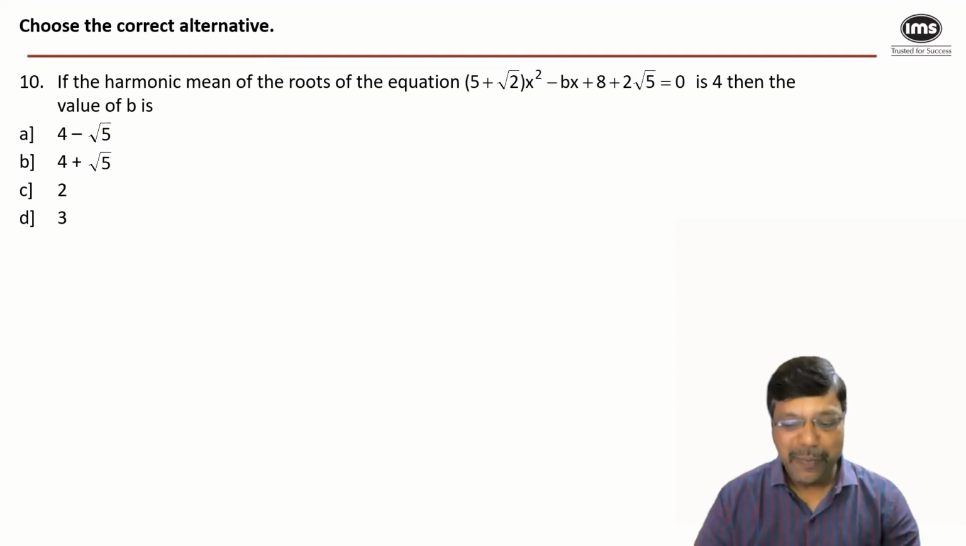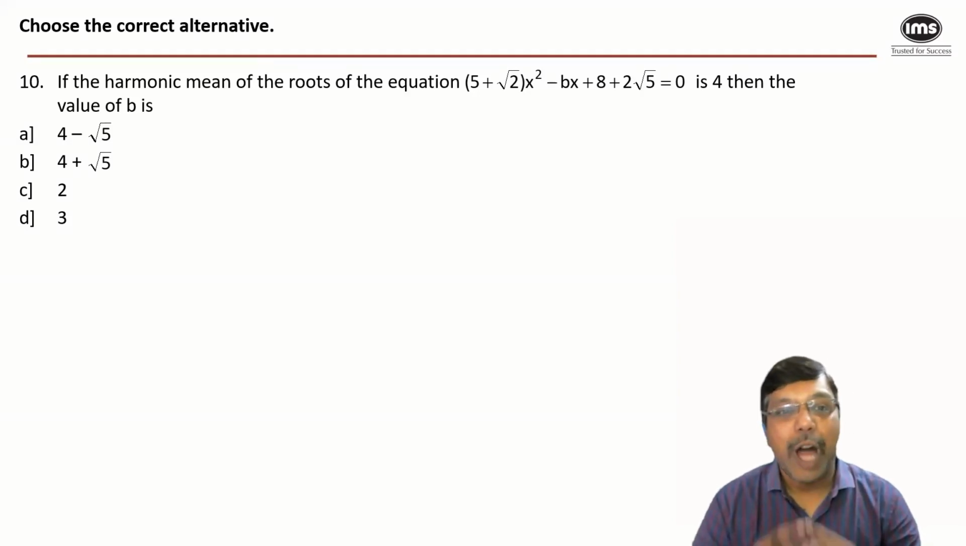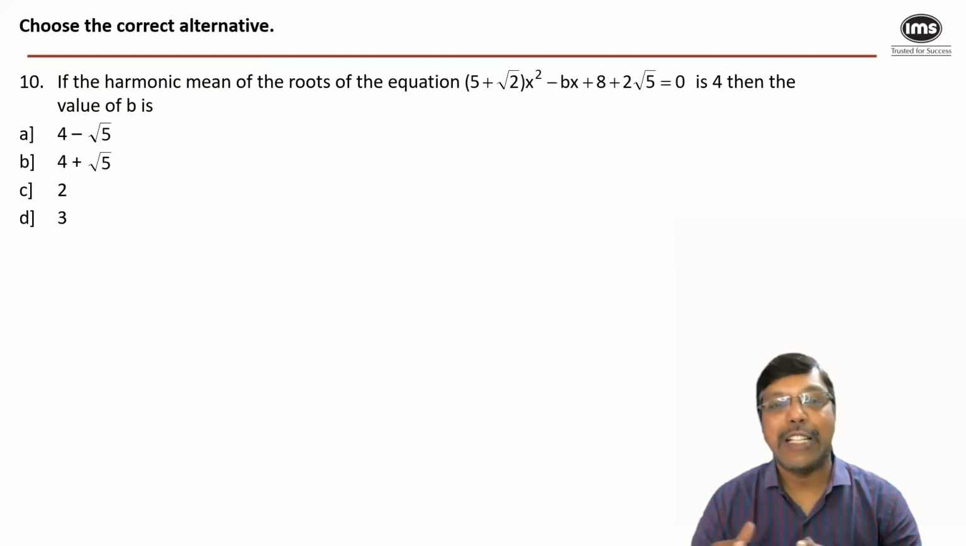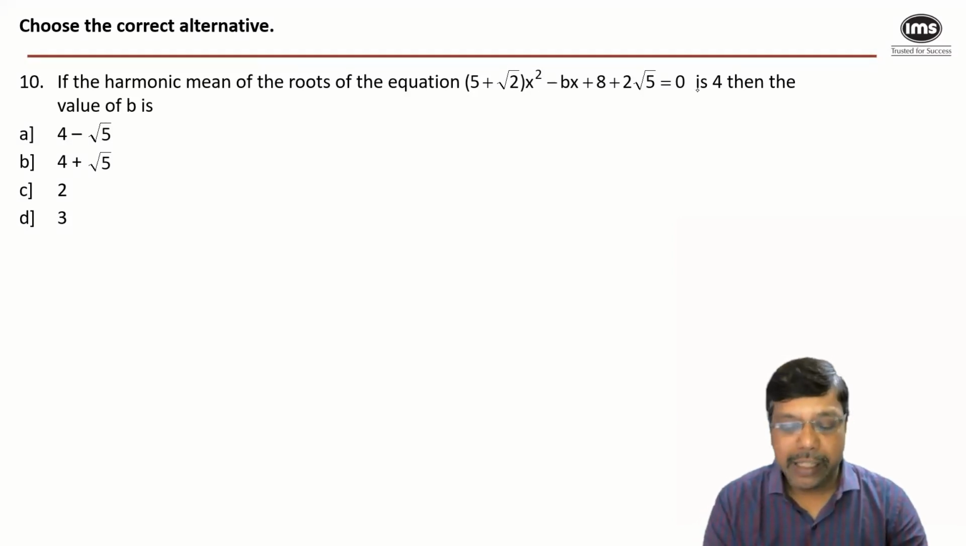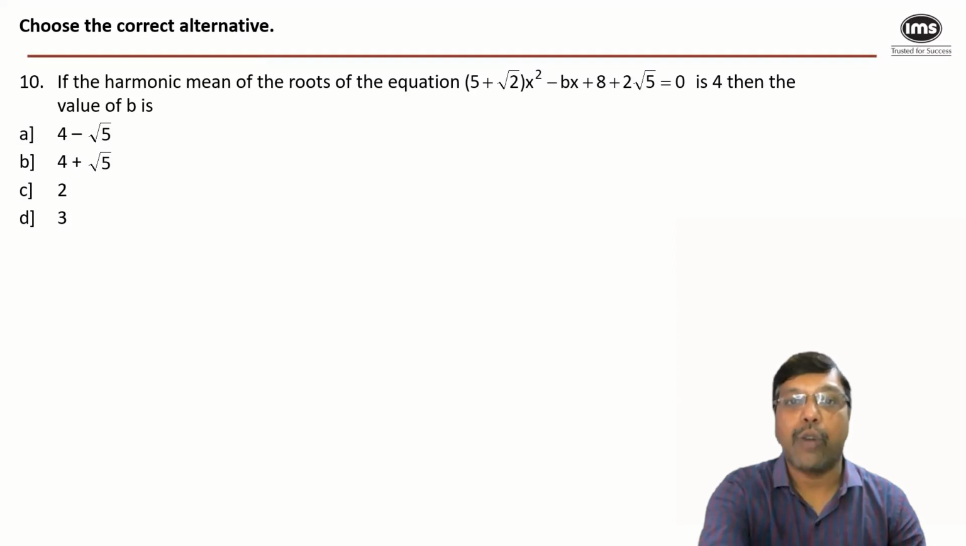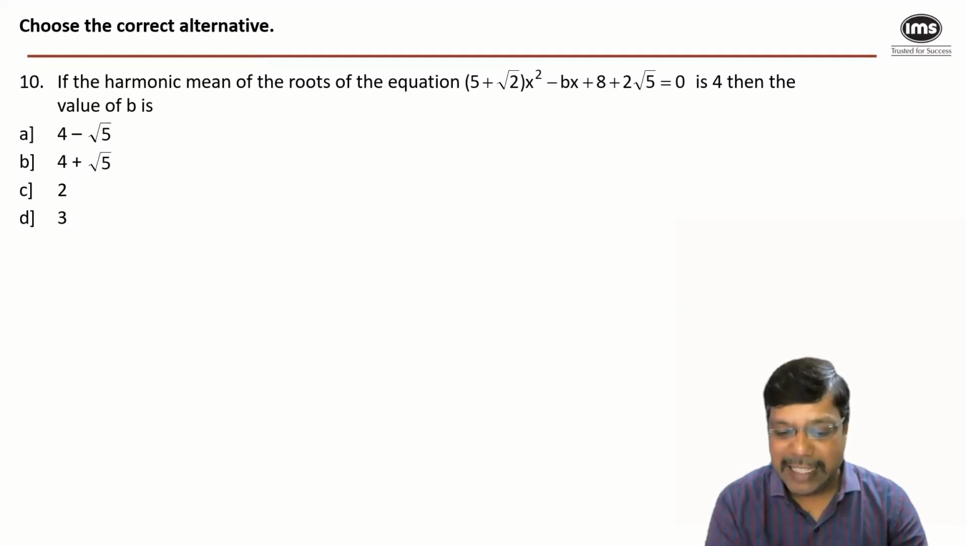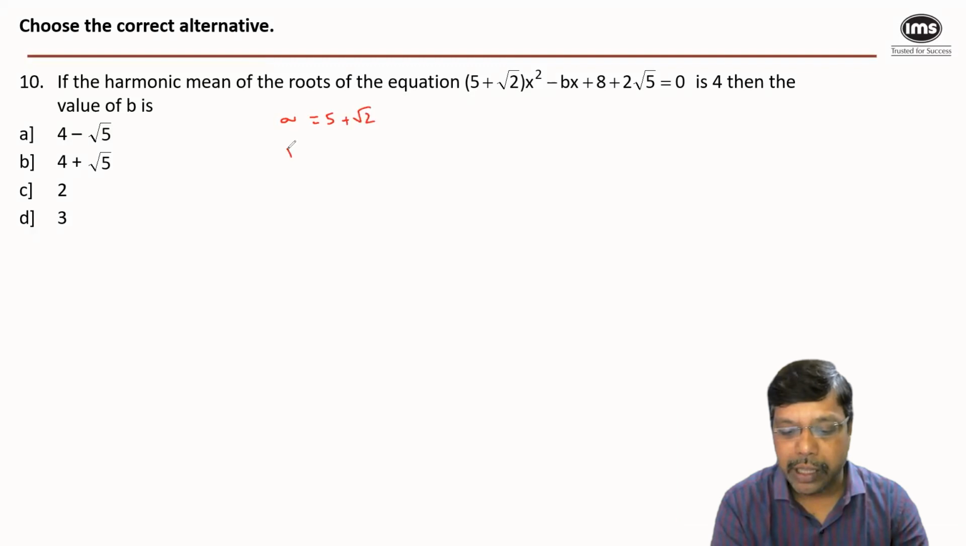Let's solve this question. It seems the harmonic mean of the roots of the given quadratic equation is equal to 4. Then we need to find the value of b. Now, comparing the given equation with a quadratic equation, I can say the value of a is equal to 5 plus root 2. The value of b is minus b, and the value of c is 8 plus 2 root 5.